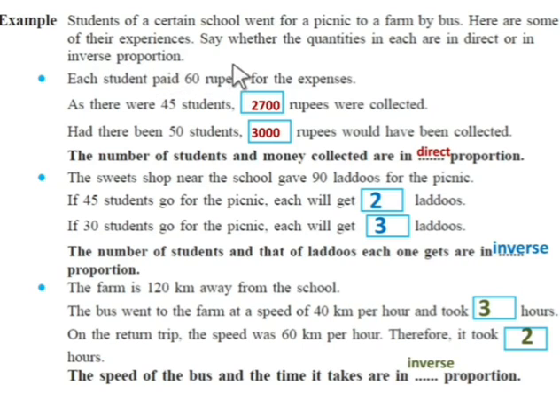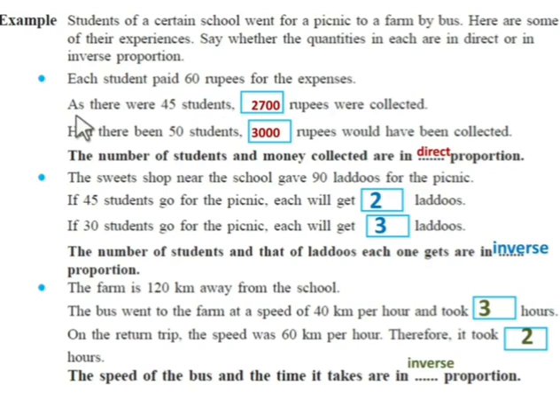Here some examples of the incidences that they have experienced during the picnic to the farm by bus are being given. Now you have to decide whether there is direct or inverse proportion between the two quantities that are given in the example. Now let us go through the first example. Each student paid 60 rupees for the expenses. Children, normally whenever we are going for a picnic or field visit, we have to pay money for the transportation. Similarly here, each student paid 60 rupees for the expenses.